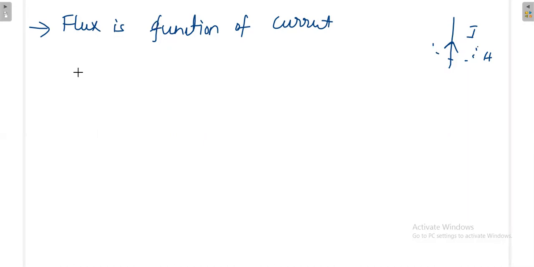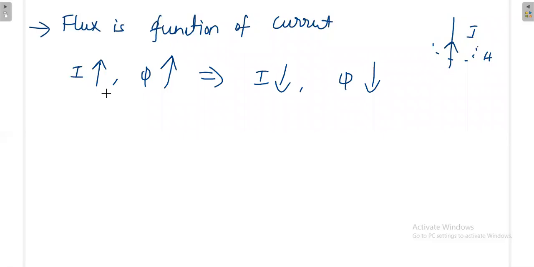What is the idea they are telling? When you increase the current, the flux will increase. If you decrease the current, the flux will decrease. That means flux and current are directly proportional. Suppose you have a coil with N turns. Then the magnetomotive force is Ni. This is the total current that you are applying, because you have N turns. Then what is the flux produced due to this?